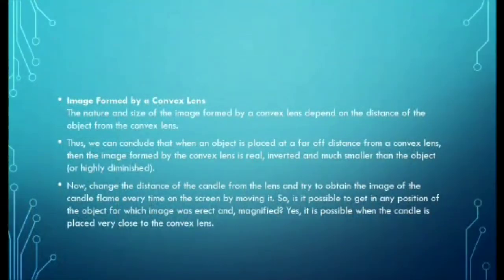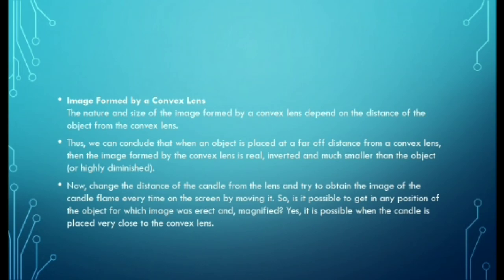Image formed by a convex lens. The nature and size of the image formed by a convex lens depends on the distance of the object from the convex lens. Thus, we can conclude that if an object is placed at a far off distance from a convex lens, then the image formed by the convex lens is real, inverted, and much smaller than the object, or highly diminished.